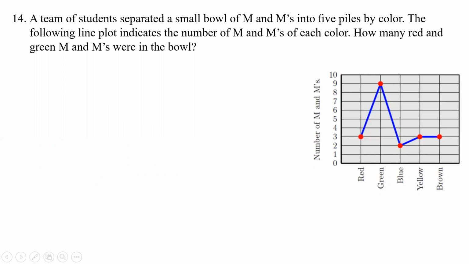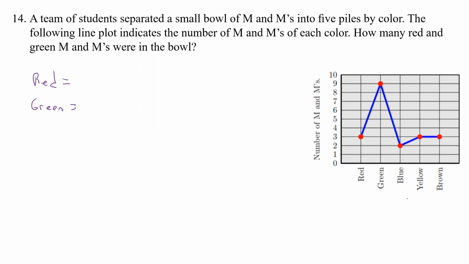Now this one wants us to read off the line graph. So we have a team of students who separated a small bowl of M&Ms into 5 piles by color. The following line plot indicates the number of M&Ms of each color. How many red and how many green M&Ms are in the bowl? Well, we want red and we want green.